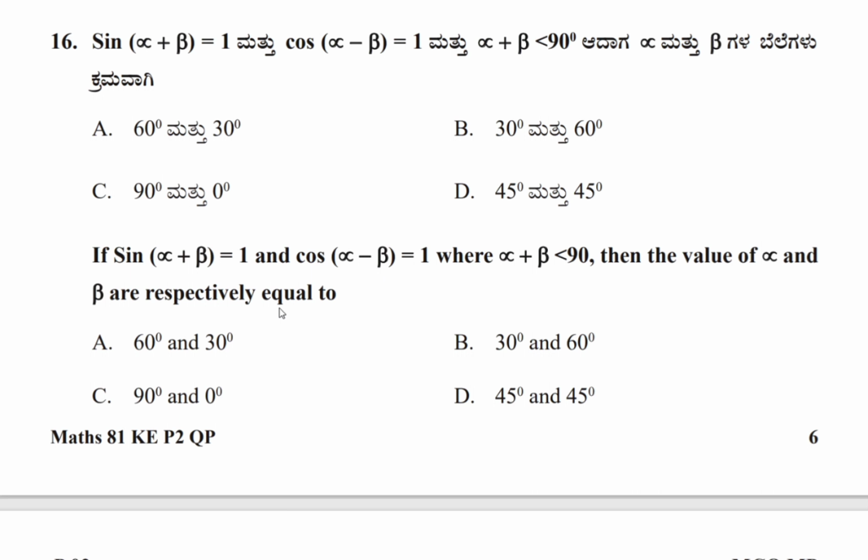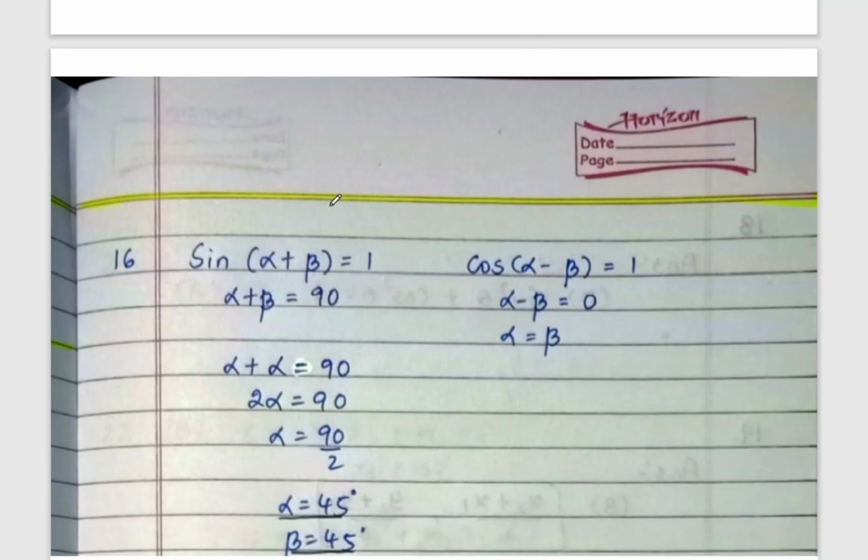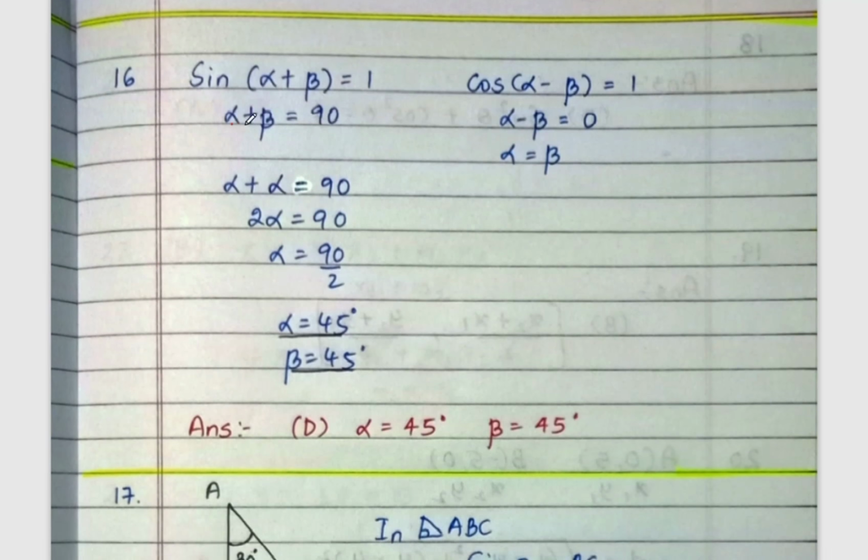Question number 16. If sin of alpha plus beta equals 1 and cos of alpha minus beta equals 1, where alpha plus beta is less than 90 degree, then the values of alpha and beta respectively are. Now, sin of alpha plus beta equals 1, therefore alpha plus beta equals 90 degree, because 1 can be expressed as sin 90 degree. In the same way, cos of alpha minus beta equals 1. In terms of cos, 1 can be expressed as cos 0 degree.